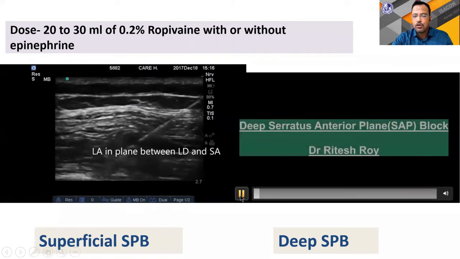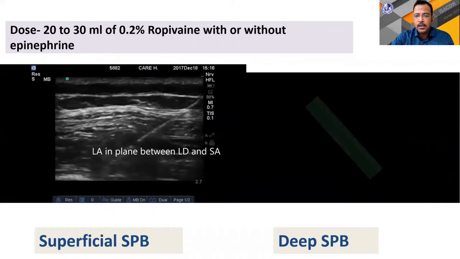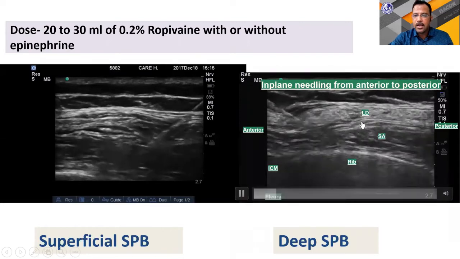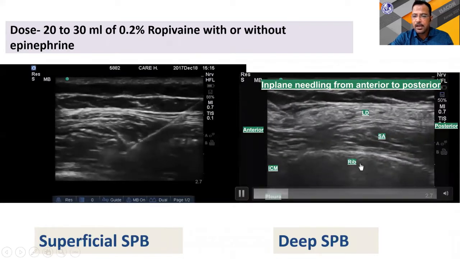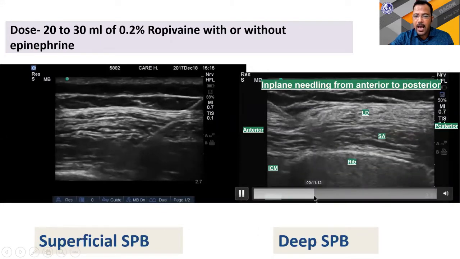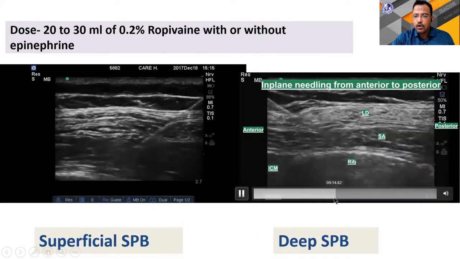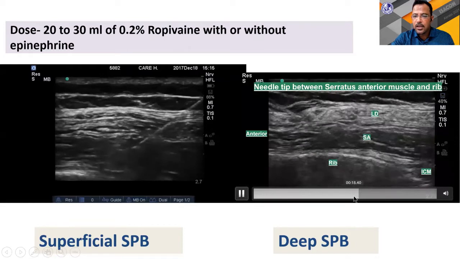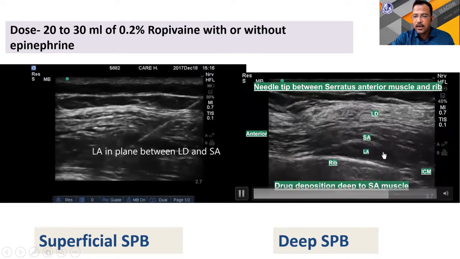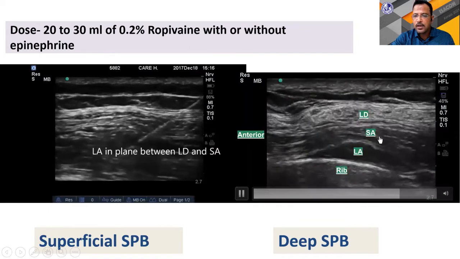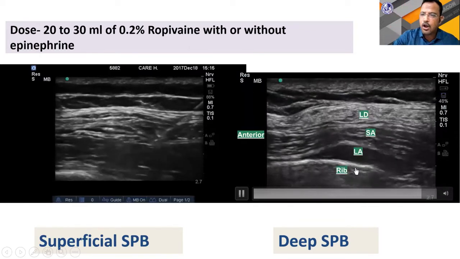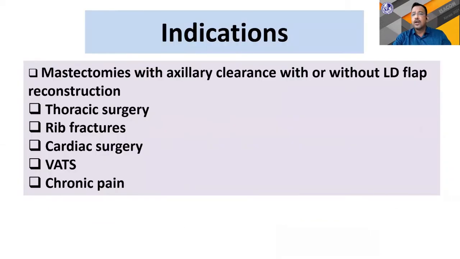And this is the way I do my deep serratus plane block. This is the sonoanatomy. You can see the latissimus dorsi, the serratus anterior muscle. This is the rib, and this is the intercostal muscle here. As I start injecting, you will see the unzipping of the plane between the serratus anterior muscle and the rib. I will deposit around 20 to 30 ml of local anesthetic with or without adrenaline.